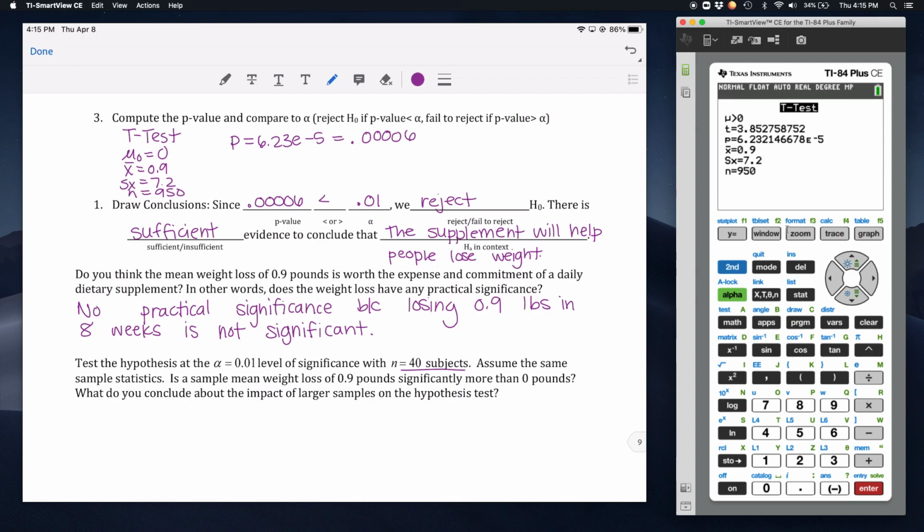So notice if I go back and I go to my stat, so I do the t-test again, and the only thing I change is n to be 40. So t-test, and then change n to equal 40. You'll notice now my new p-value is significantly larger. I get 0.217.